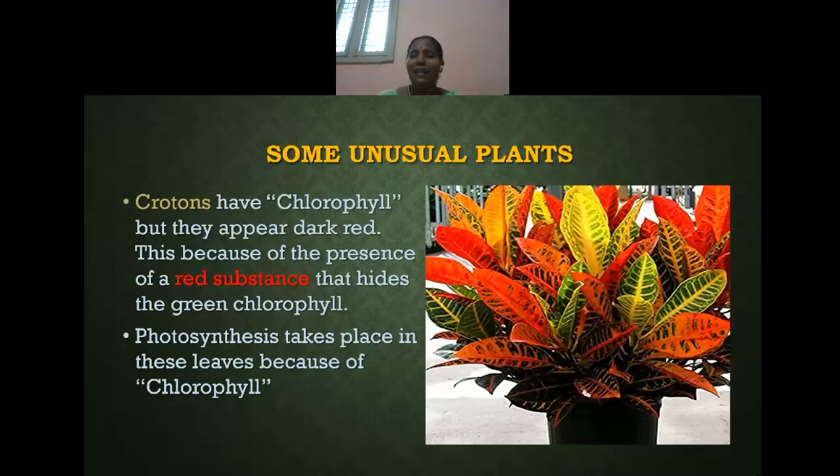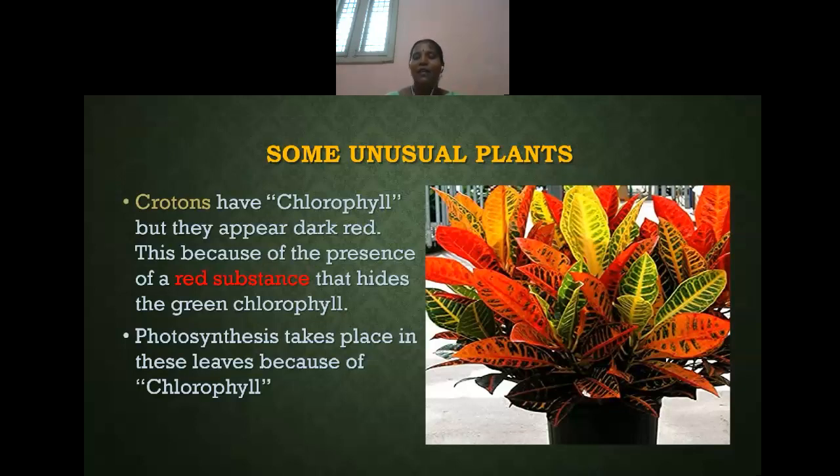What is the green pigment? Chlorophyll, I told you. If the leaf looks green, it means a lot of chlorophyll pigment is there. But the croton looks red and yellow. Why? I told you, instead of the green chlorophyll pigment, the red pigment dominates the green pigment, that's why it looks red.